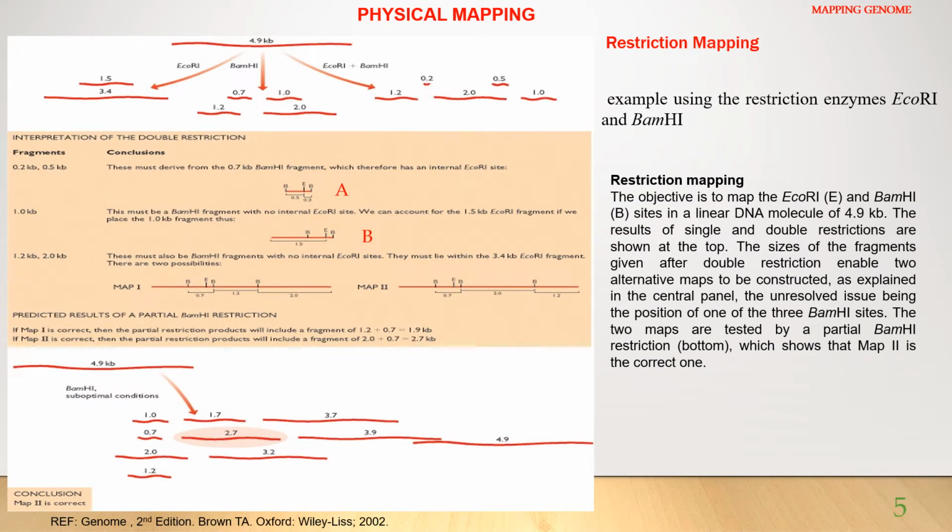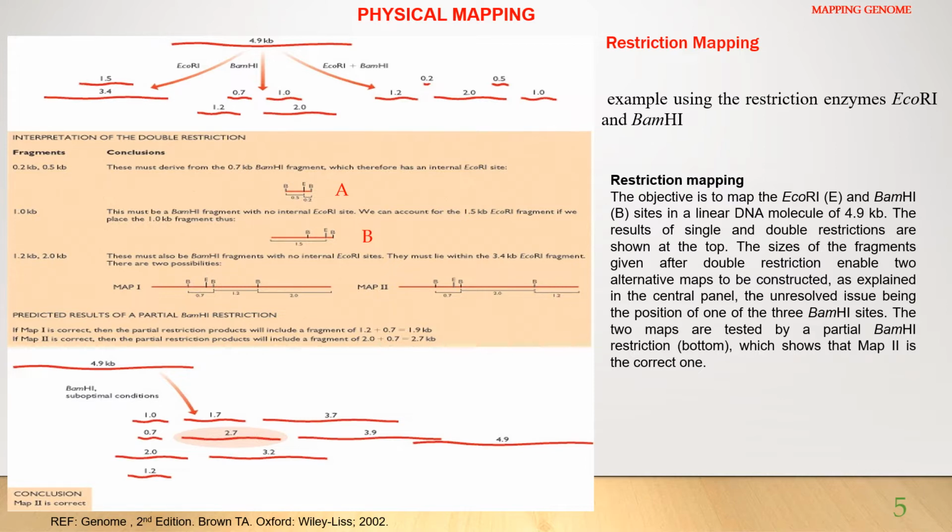Example: construction of a physical map for a 4.9 kb DNA clone using two restriction enzymes, EcoR1 and BamH1. Step 1. Selection of the clone of 4.9 kb DNA. Step 2. Restriction digestion of the clone DNA segment with the two restriction enzymes EcoR1 and BamH1, singly as well as in combination. Next, analysis of DNA fragments on the agarose gel.